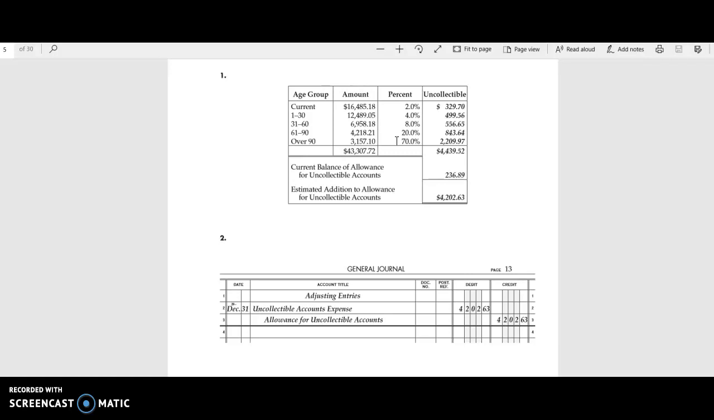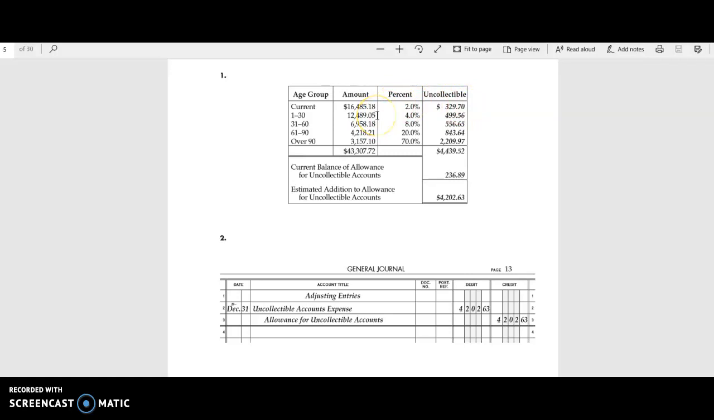We're going to use page 13 of a general journal to journalize how we're going to record this information. So step 1 tells us to calculate the estimate of accounts receivable expense. What that means is you're going to take these current broken down accounts receivable amounts by how much they are past due. We're going to take 16,045 times 2% and get $329.70 of that which is uncollectible.